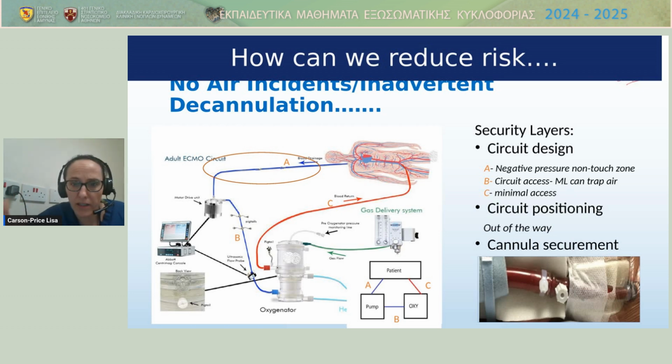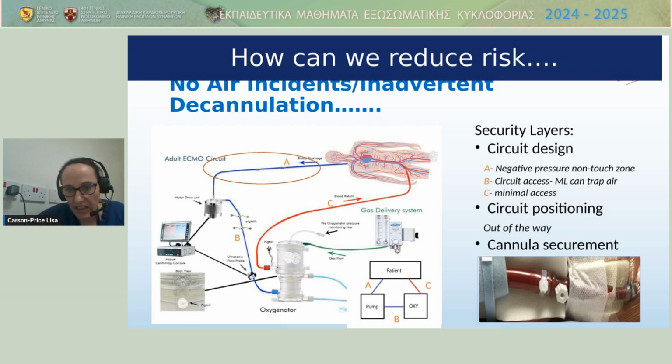So again, circuit design is a good security layer. Circuit positioning, something as simple as that, is also a good security layer. We found that if we have the ECMO circuit at the bottom of the bed, people come along and fiddle and play. So we've moved the ECMO circuit to what we call a safe place, where people are less likely to walk past it and touch it. Again, simple things like that reduce the risk of an incident happening.